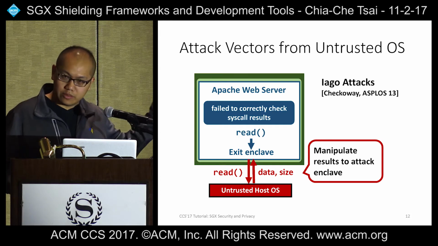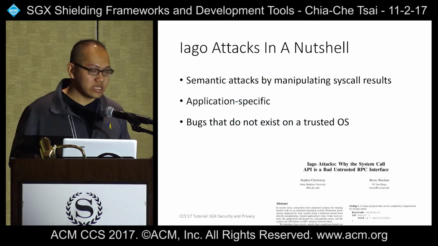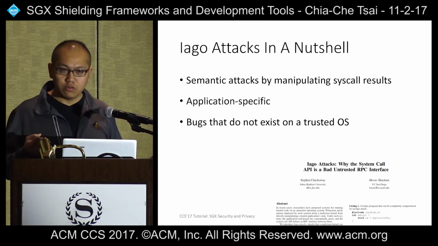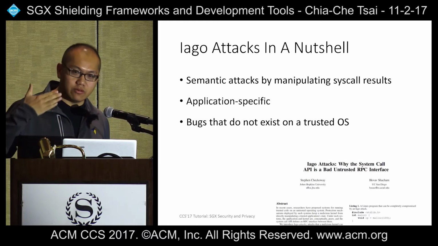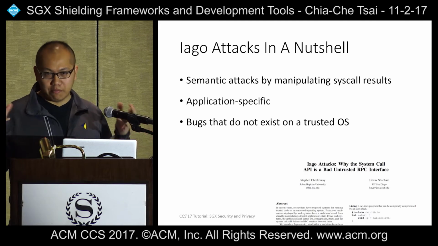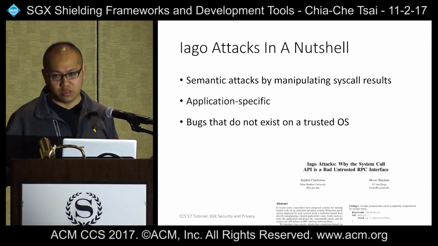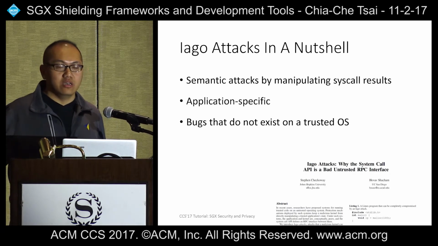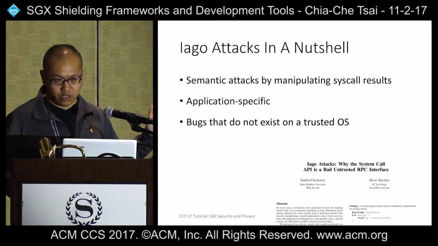And so now we run into this vulnerability that we don't even know how to deal with right now. Basically, in a nutshell, an Iago attack is a kind of semantic attack based on manipulating system call results. So it's very hard to predict where it actually comes from or how to defend against it. Second, it is usually application specific, so you cannot really defend it from the operating system's point of view, because every application might have different kinds of Iago attack bugs. Third, these kinds of bugs do not exist when you're running on a trusted operating system. So if you have an Apache web server that has been running on a trusted operating system for decades, there's no guarantee it will be safe if you move it into an Enclave. These make Iago attacks really hard to deal with.